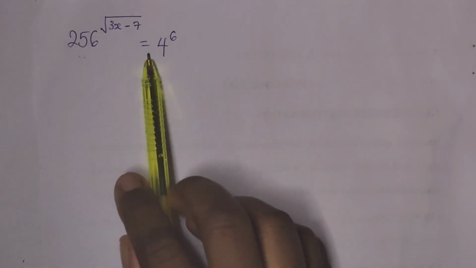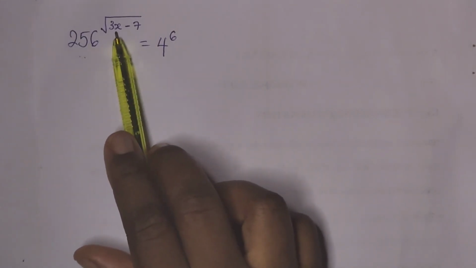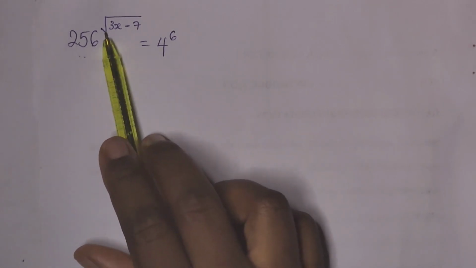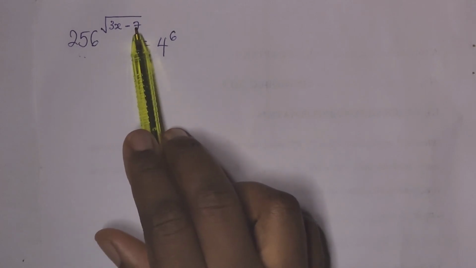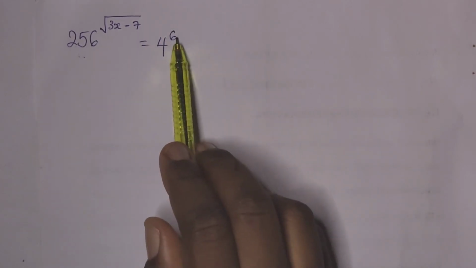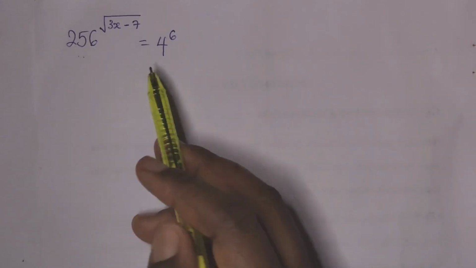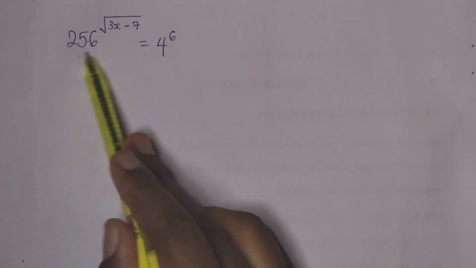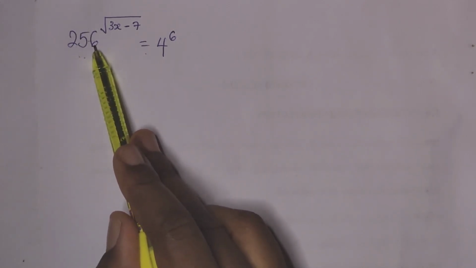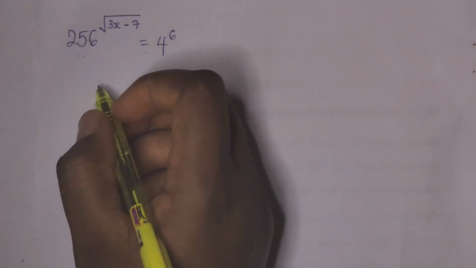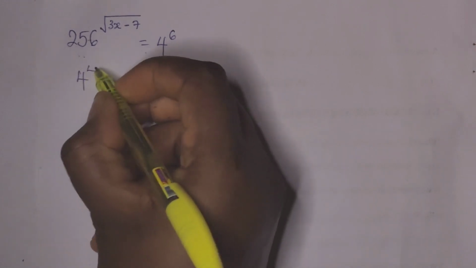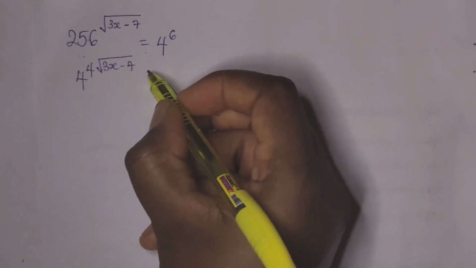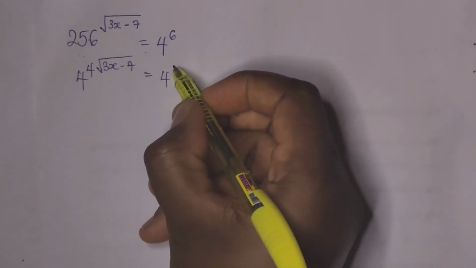We want to resolve this problem and we are meant to find the value of x. We have 256 all to the power of root 3x minus 7 all equal to 4 to the power of 6. So before we resolve this, we can actually reduce this 256 to base 4. So that will be 4 to the power of 4 root 3x minus 7 all equal to 4 to the power of 6.